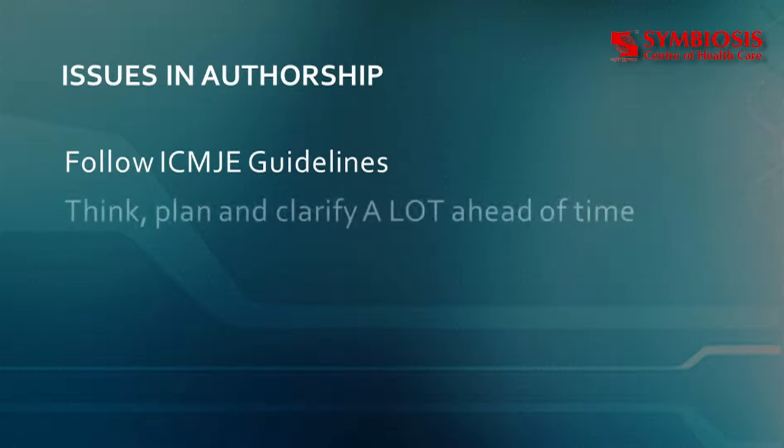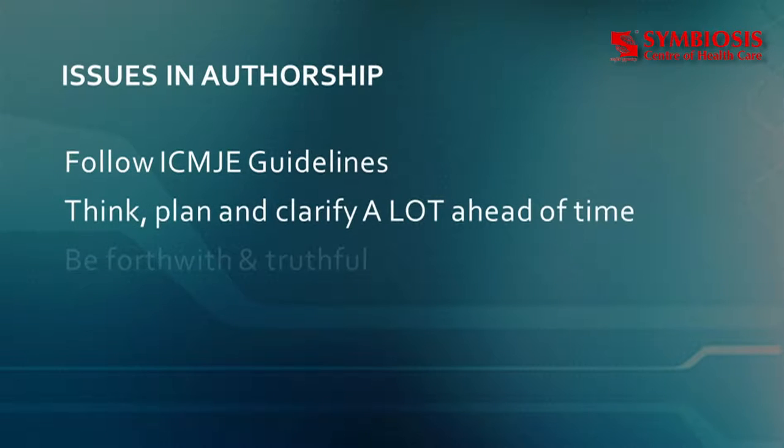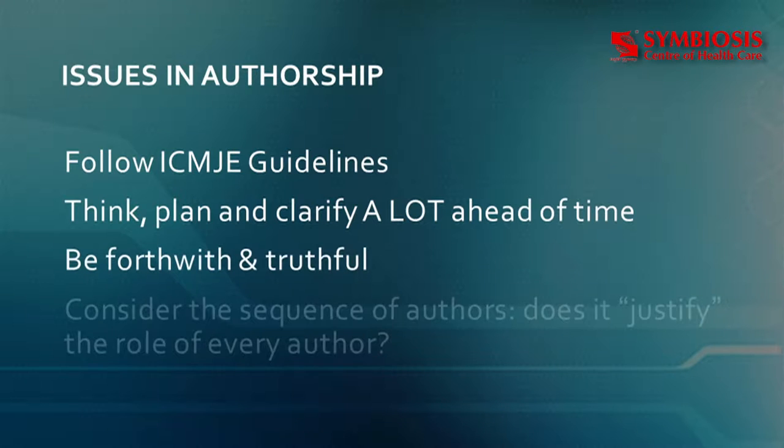Think, plan and clarify a lot ahead of time, because it can create confusion. People may have divergent views. Somebody feels that I have contributed significantly, but my name is appearing at a later stage. So, it is better that we look at the manuscript, look at the contribution of all the authors and decide the sequence of the authors. It is also important to be forthright and truthful. There is no diplomacy here. Somebody who has contributed significantly has to come forward, and those who have not contributed significantly can be at a later stage.